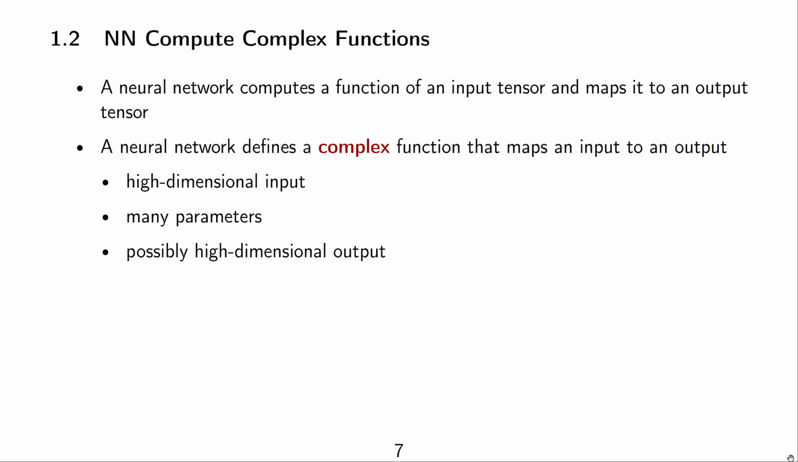Let's just start with thinking of the neural network as a black box. We can say that the neural network computes a complex, in the sense of a difficult, function. So the input to the neural network is going to be a tensor, and the output of the neural network is also going to be a tensor. That means this could be a vector, this could be a matrix, this could be a tensor that has a higher rank.